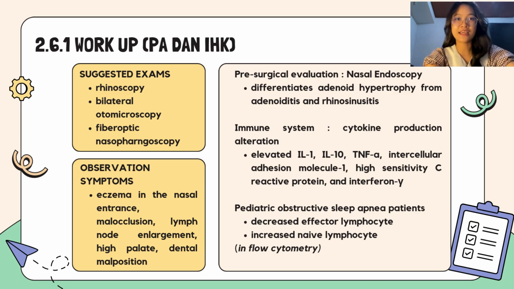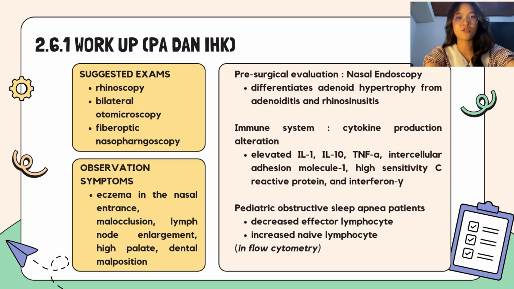Adenoid hypertrophy is diagnosed through anamnesis and physical examination. For further assessment, rhinoscopy, bilateral otomicroscopy, and fiber optic nasopharyngoscopy are commonly suggested, with the latter being preferred due to its reliability and lack of radiation exposure. Signs associated with adenoid hypertrophy include eczema in the nasal entrance, malocclusion, lymph node enlargement, a high palate, and dental malpositions. Nasal endoscopy may be performed before surgery to distinguish adenoid hypertrophy from other conditions like adenoiditis and rhinosinusitis.